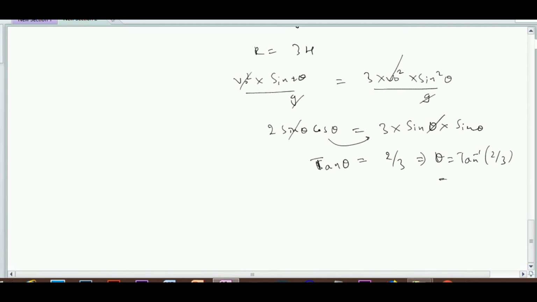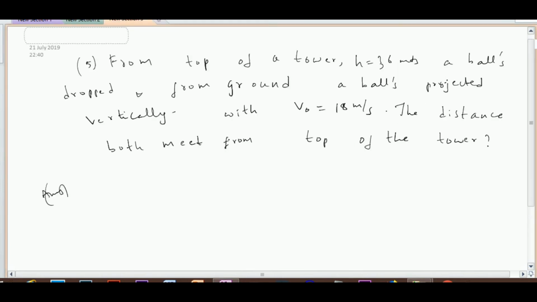Let us see one more question. From the top of a tower of height 36 meters, a ball is dropped, and from the ground a ball is projected vertically. That means what? Some guy is there on the top of a tower, he is freely leaving the ball from there, and I am there on the ground and I am throwing a ball vertically upwards with some initial velocity 18 meter per second.